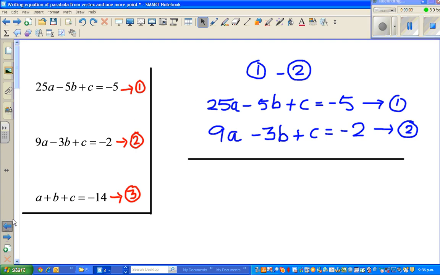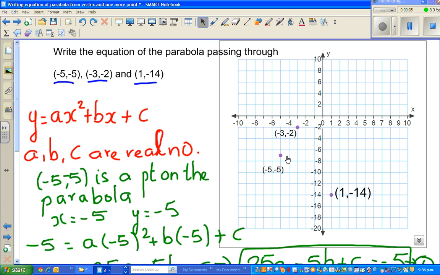Welcome back. In the last video, we started here. We wanted to write the equation of a parabola passing through these three points. Okay, so the points were -3, -2, and 1, 14. So what we did was we substituted these three points in this equation, which is y is equal to ax squared plus bx plus c.